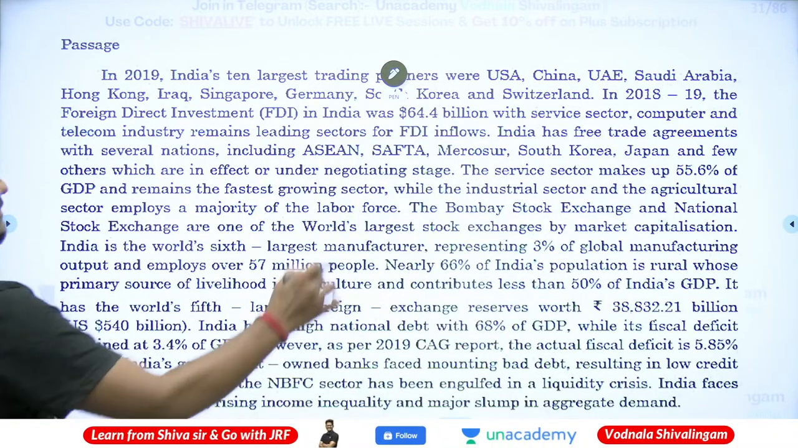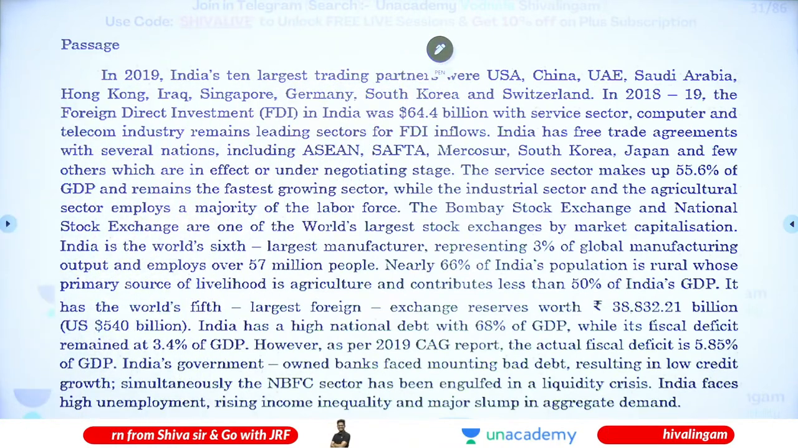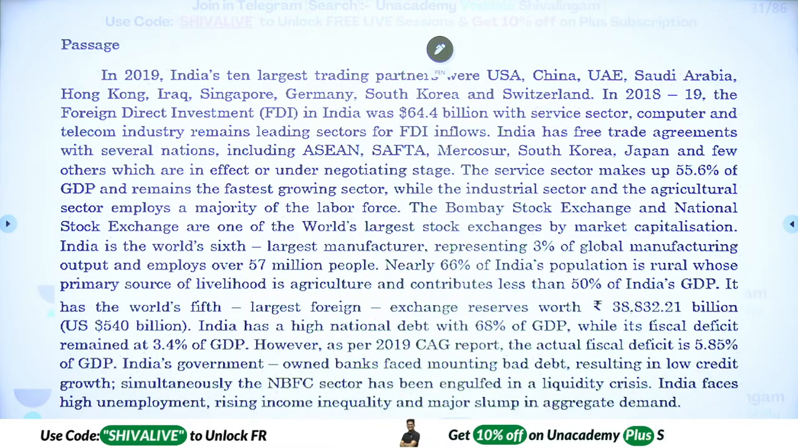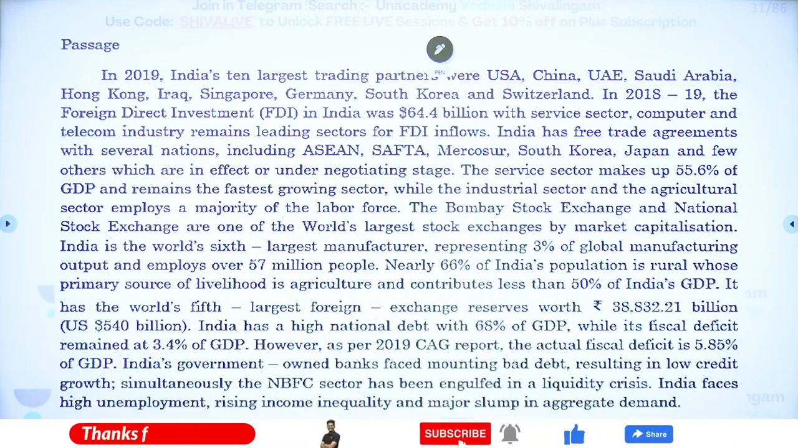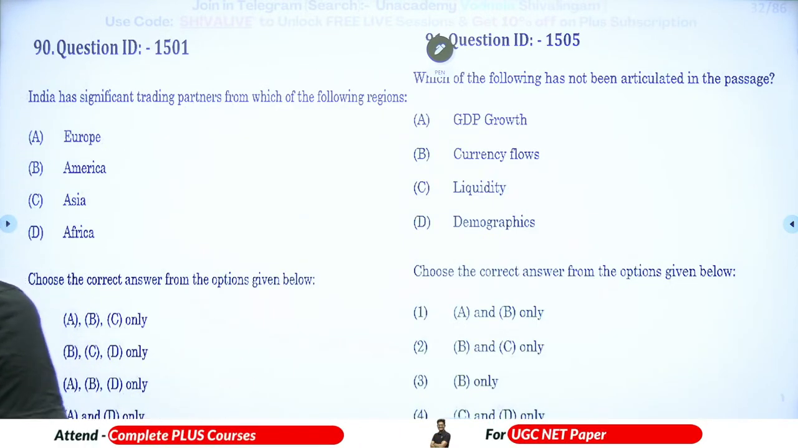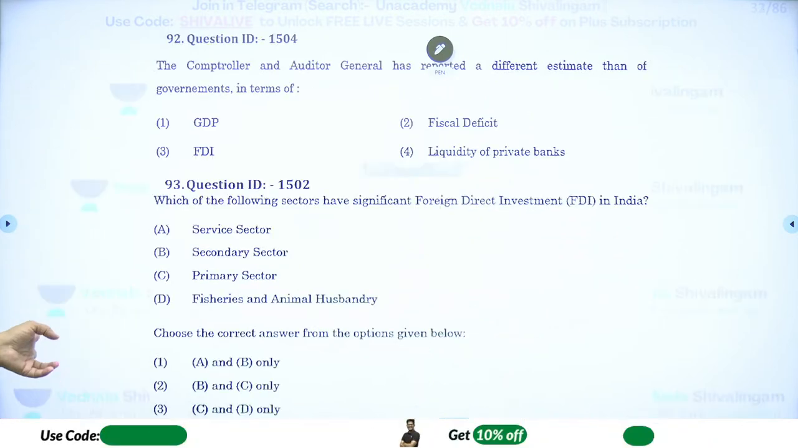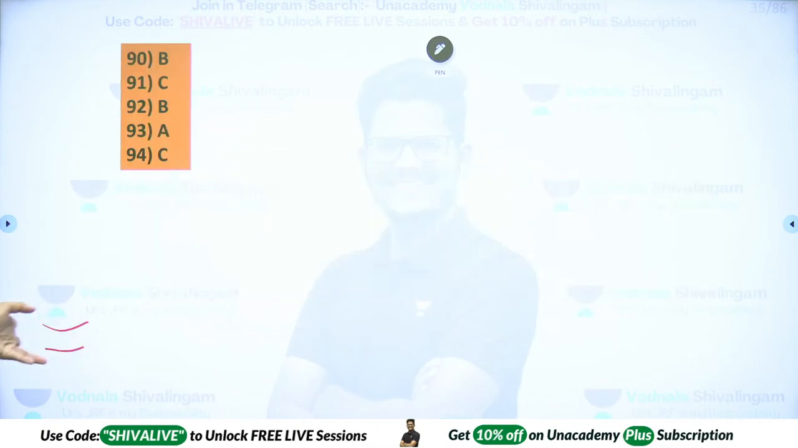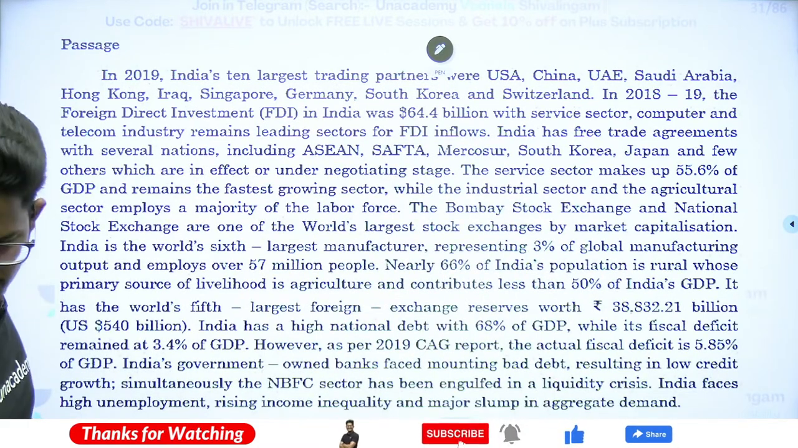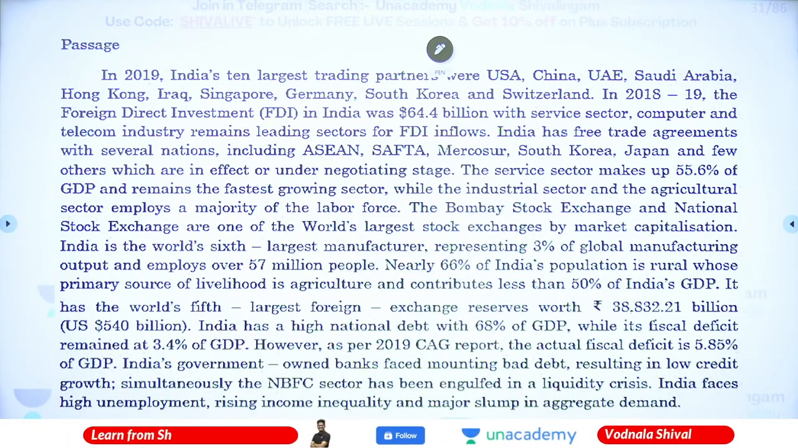So there is an FDI related passage given. If you are okay, I will go ahead and read. Shall I? So let's take up the passage. This is item questions only, but let's see. Give poll. I will give.